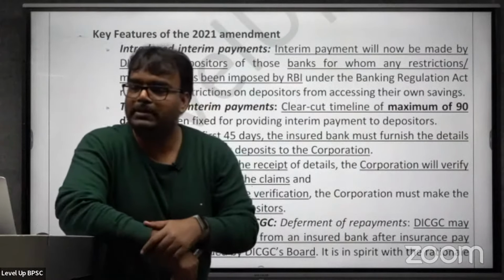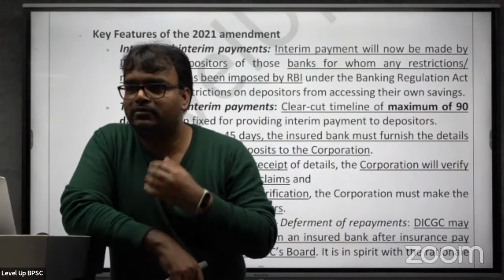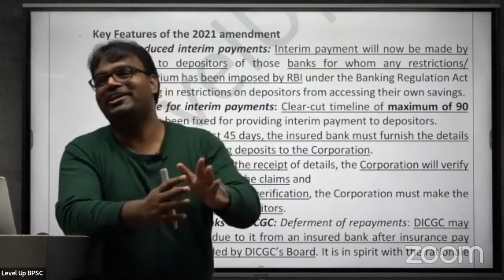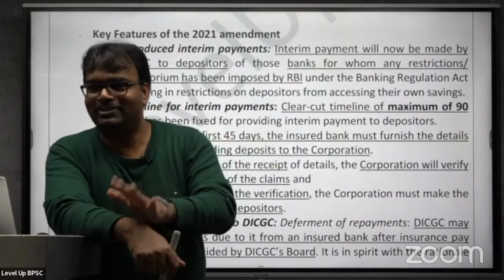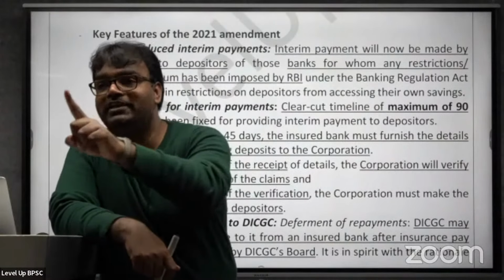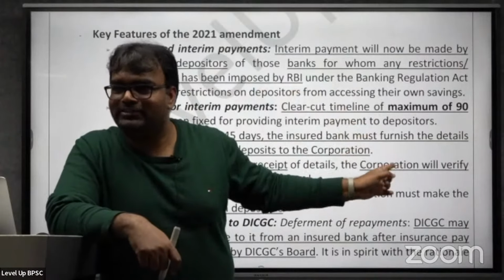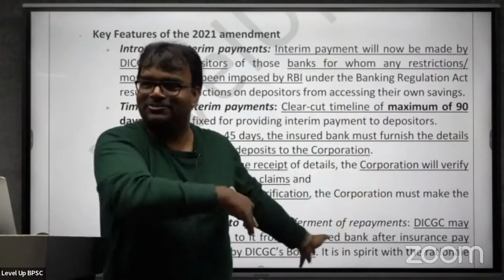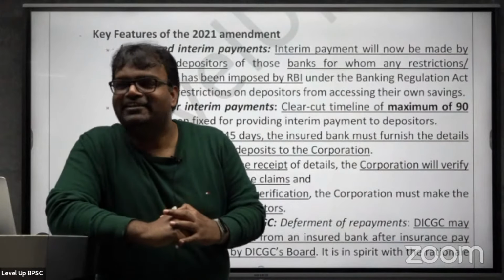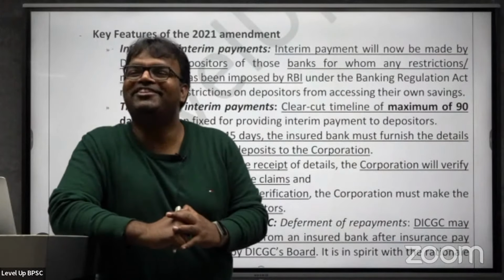You're saying something? So do they have to go to another office? I haven't looked into the process of how that would happen, but the law says that DICGC would be responsible for giving that money within 90 days. We'll come to the rest of the things. 30 साल रुक लिए, 90 दिन और रुक जाएंगे.